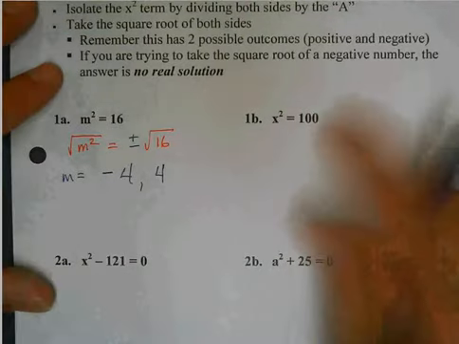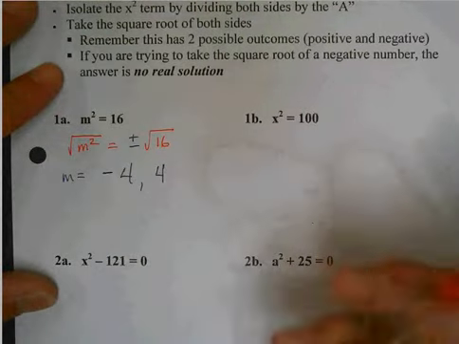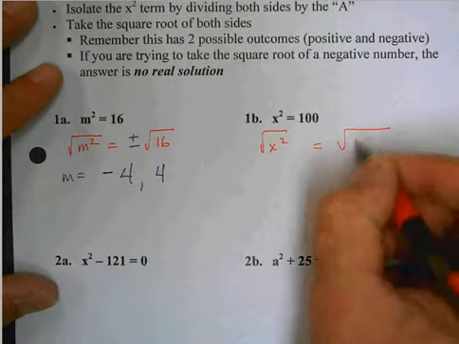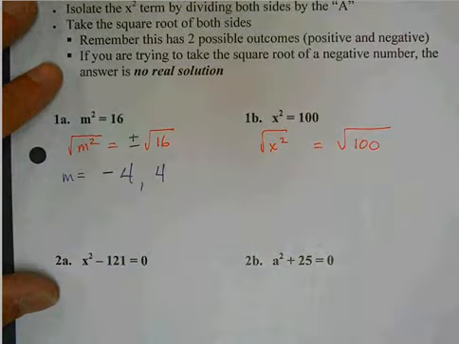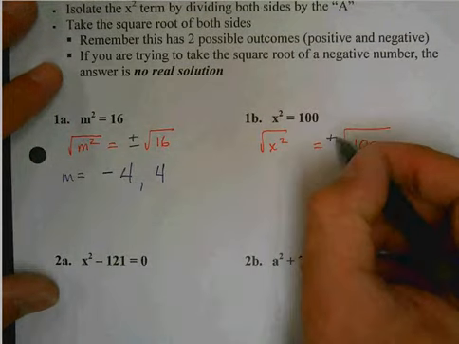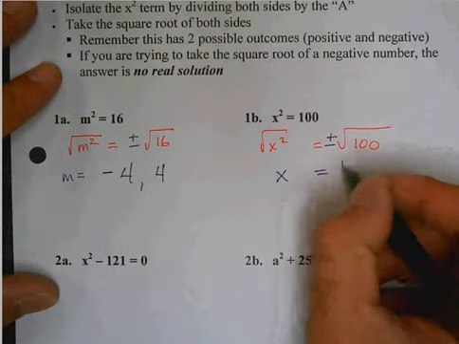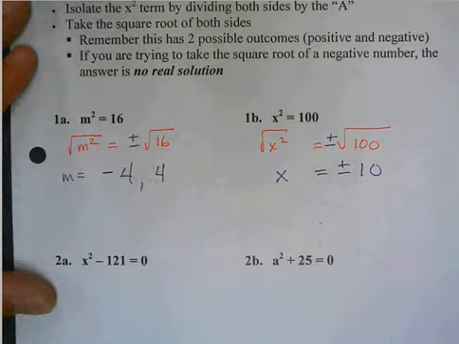So let's look at this next one. X squared equals 100. We take the square root of the x squared. We take the square root of 100. And when you take the square root of both sides, I'll say it again, you have 2 answers, a plus or a minus. And so my answer is x equals plus or minus 10.